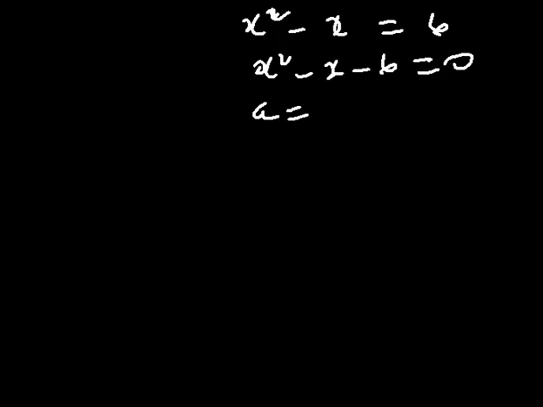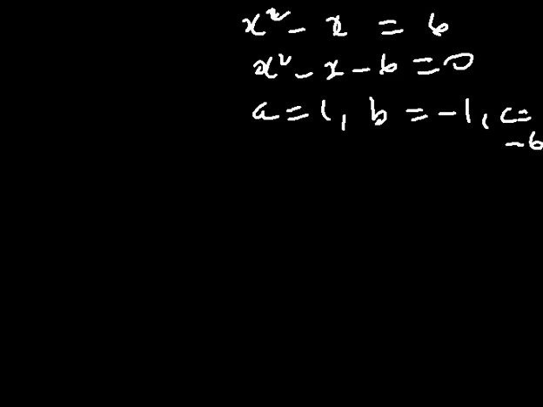And let's say we have x squared minus x is equal to positive 6. We should solve this using the quadratic formula. So in this case, we should express it in the general form. We have x squared minus x minus 6 is equal to 0. What is a? We have it as 1. What is b? We have it as negative 1. And c is given as negative 6.